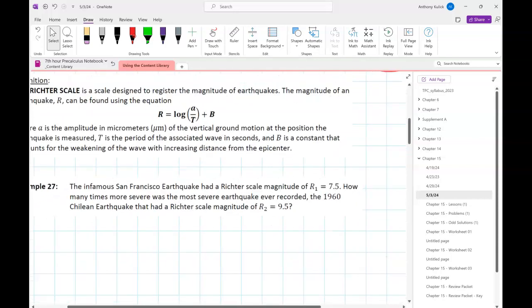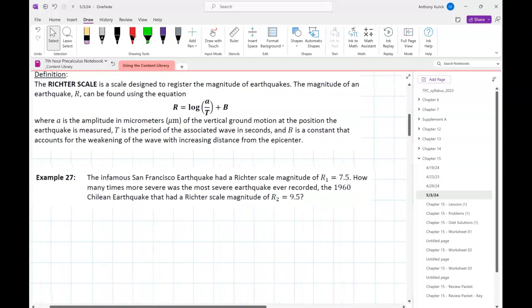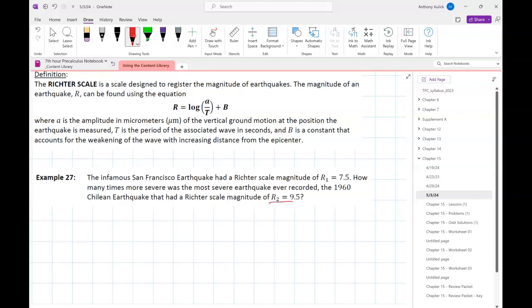So example 27 says the infamous San Francisco earthquake had a Richter scale magnitude of 7.5. How many times more severe was the most severe earthquake ever recorded, the 1960 Chilean earthquake that had a Richter scale magnitude of 9.5? So we have an R1 and R2. And then it says how many times more severe.